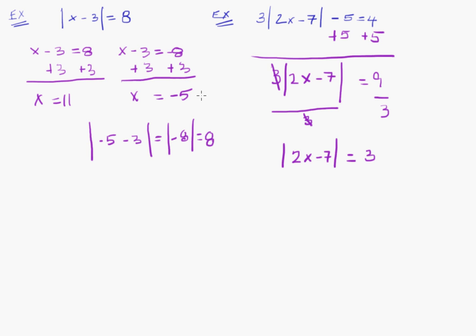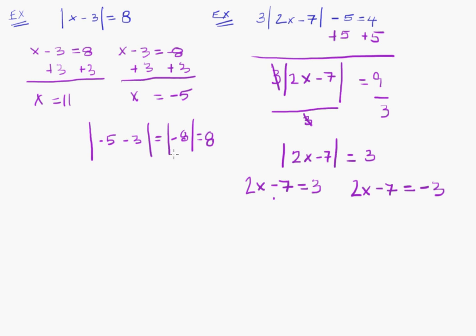Okay, now at this point, we know that whatever 2x minus 7 is, it ends up being either positive 3 or negative 3 because the absolute value would make it equal to 3. So we set up the two cases once again. So the first case is that 2x minus 7 is equal to 3. And the second case is that 2x minus 7 is equal to negative 3.